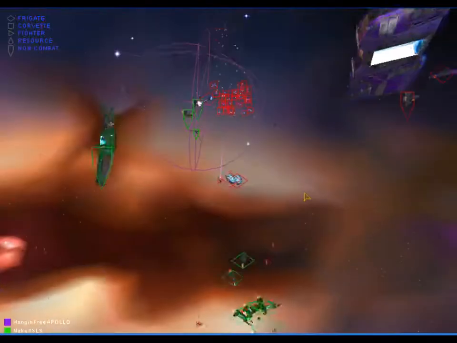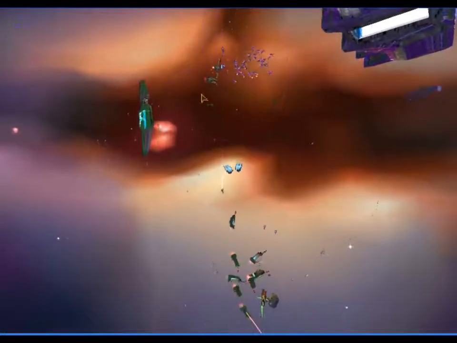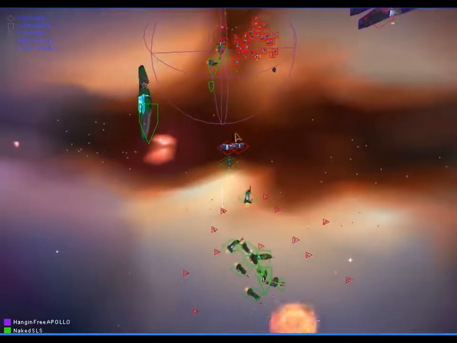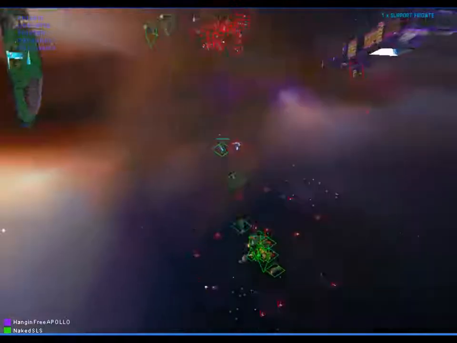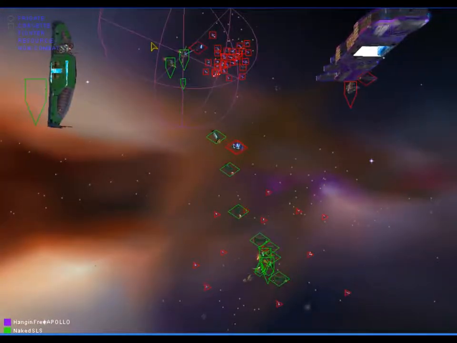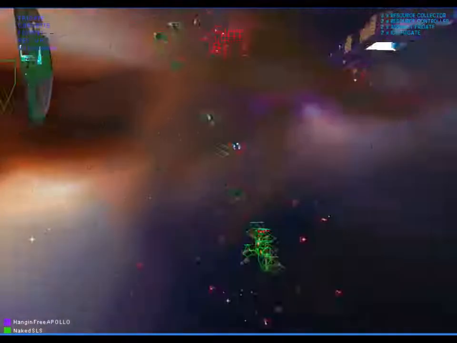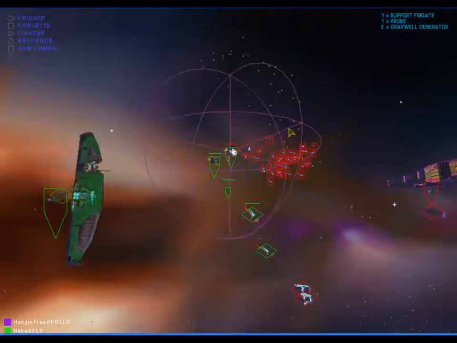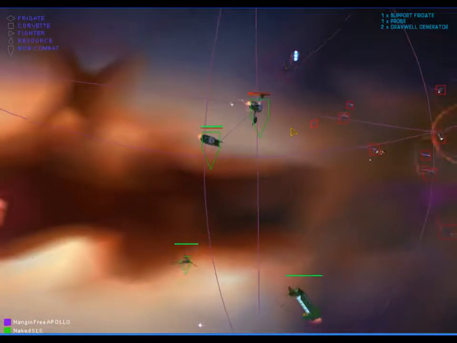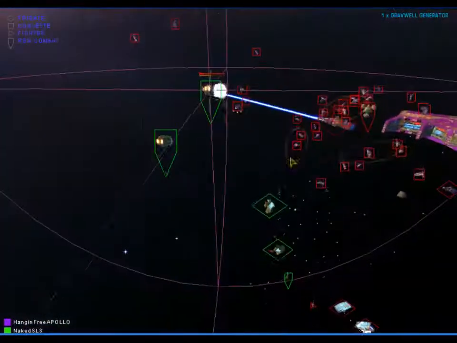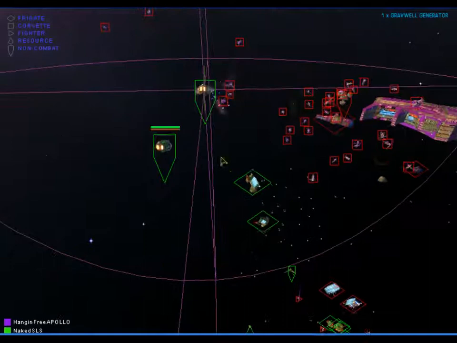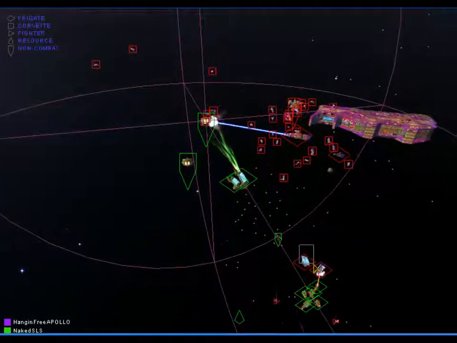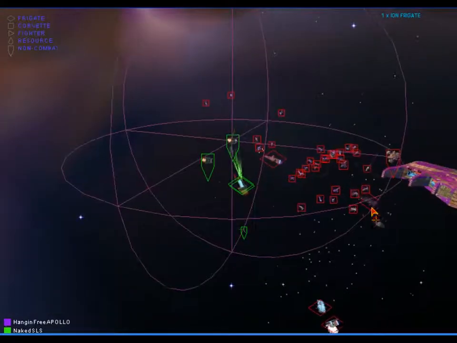The support frigates here for HangingFree are a bit confused and they're not sure what they should be doing. They could move over here, or they could help his own harvester, but it's dead now, so no more harvesting for HangingFreeApollo. Although he has almost killed this off, there's a second one just waiting for it to die, and these support frigates are moving up. So these support frigates need to get in to do something.